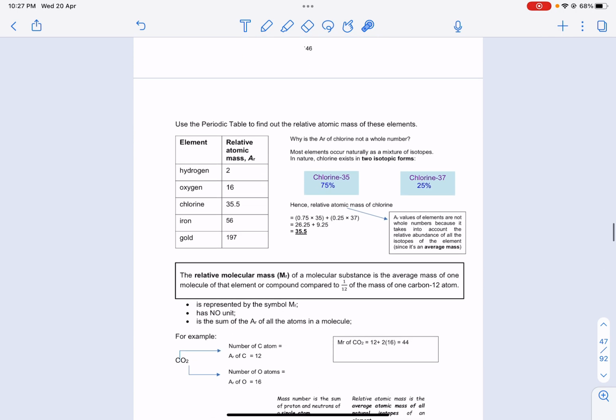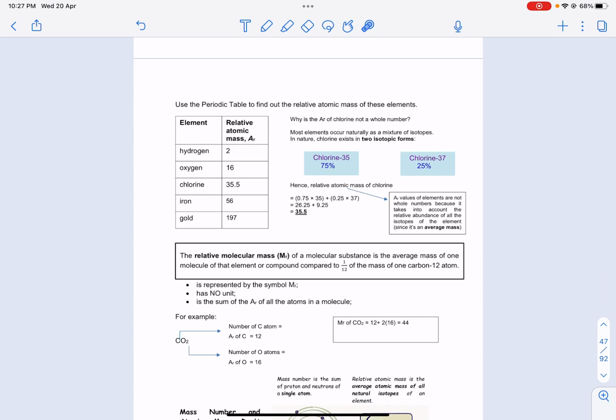Next, how do I find the relative atomic mass of all these elements? There is a mistake over here, so please change it. The relative atomic mass of hydrogen is actually 1. So how do I find all these values? You can find all these values in the periodic table.